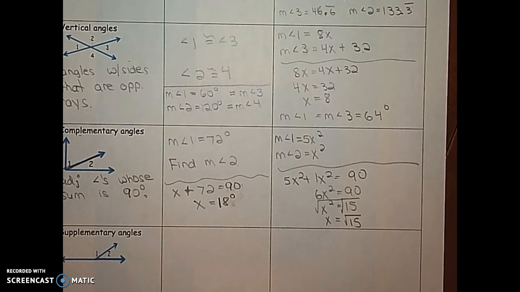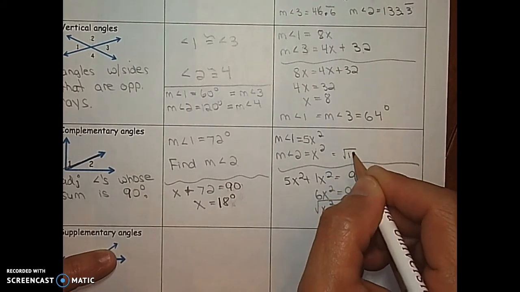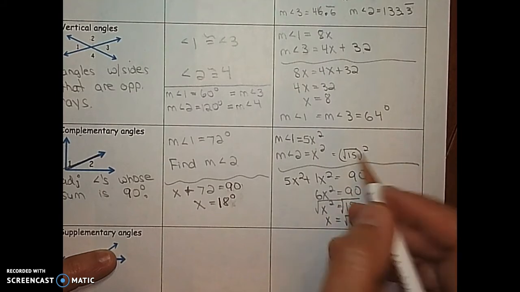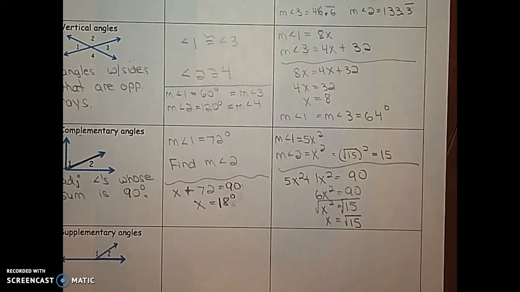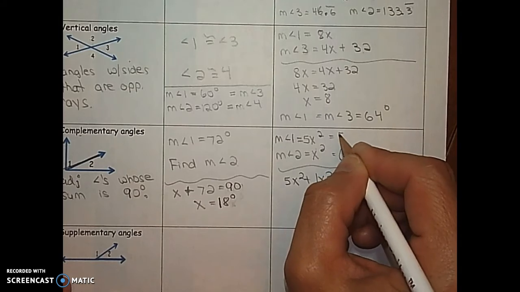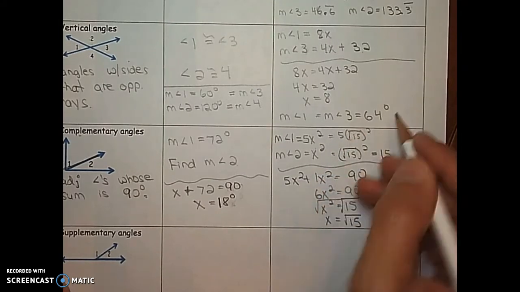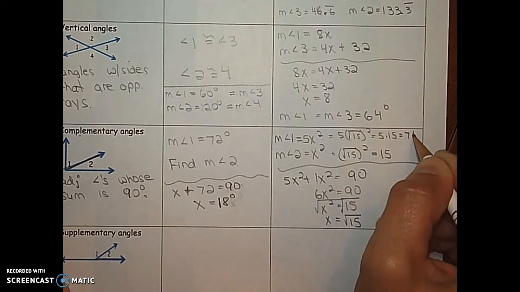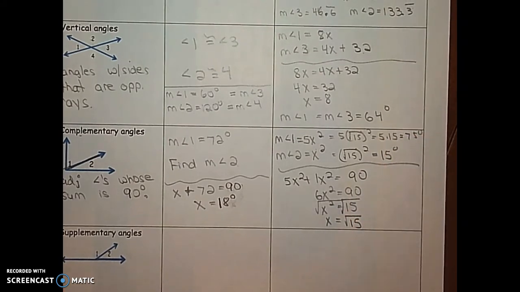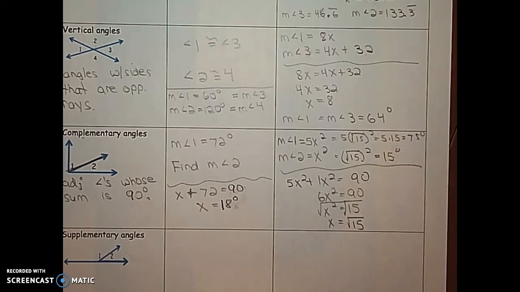And again, let's find the measures of each angle. Let's plug in here. So this one will be radical 15 squared. The squared and square root undo each other, and we get 15 here. Let's go up here. We have 5 times radical 15 squared. Again, the squared and square root undo each other. 5 times 15 is equal to 75. And notice I can check this when I add these two angles together. I get 90 degrees.